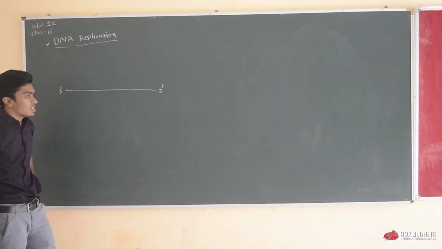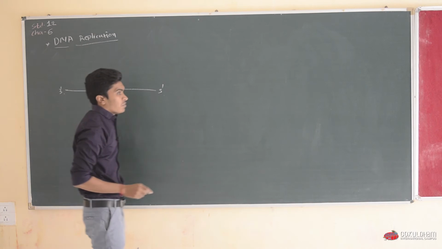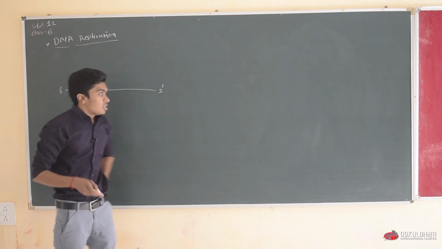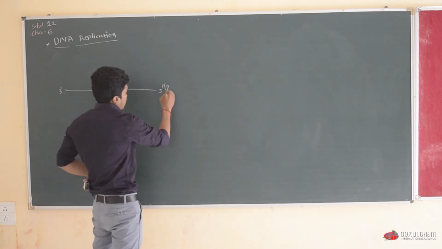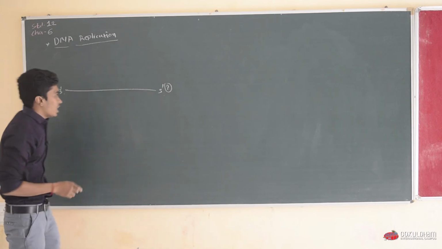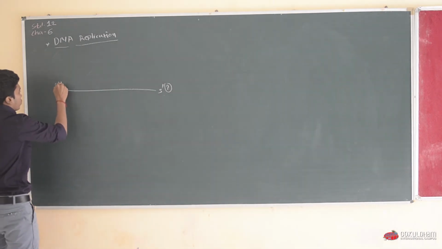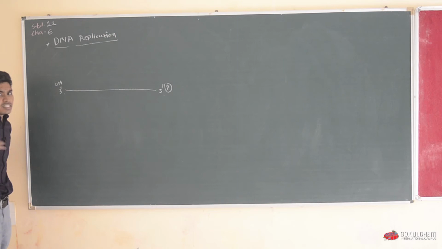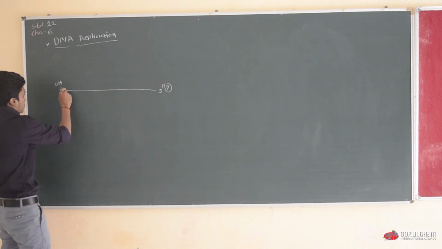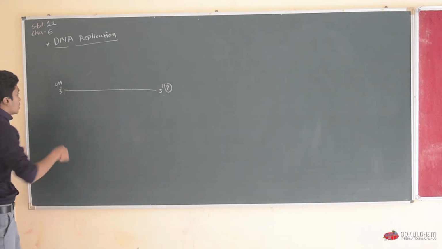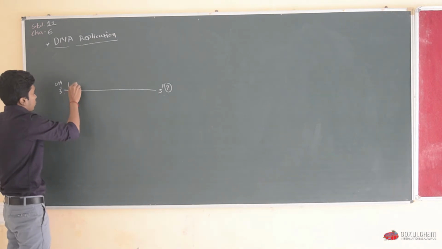Why is this called the 5' end? Because the phosphate group is present on the 5' end, whereas the hydroxyl group is present on the 3' end. Now let me give them a particular nitrogen base.